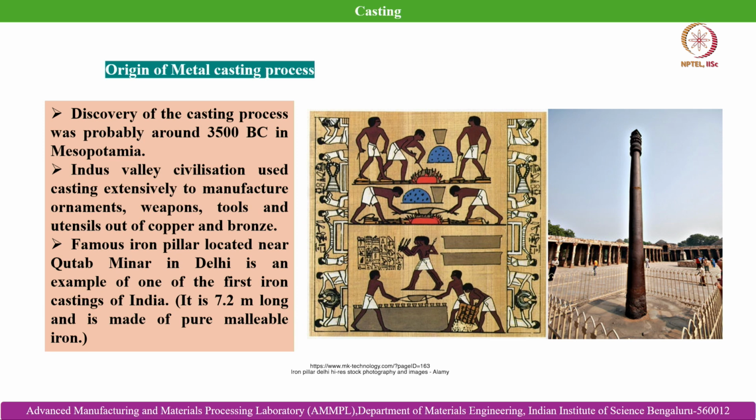And also in India, in Delhi you might have seen the Qutub Minar and the famous iron pillar, which is a testimony of the metallurgical prowess, the casting process. It is a perfect example which is standing tall. It is a 7.2 meter long pillar made of pure malleable iron. So it is an example of the casting process.